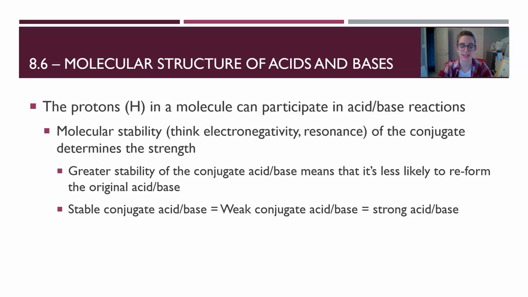Remember, strong means complete ionization, complete dissociation. So if you have a really stable conjugate acid or base, that means it's a very weak conjugate acid or base. It's not going to want to either accept a proton or donate a proton, which means the original acid or base was strong. Let's look at some examples.